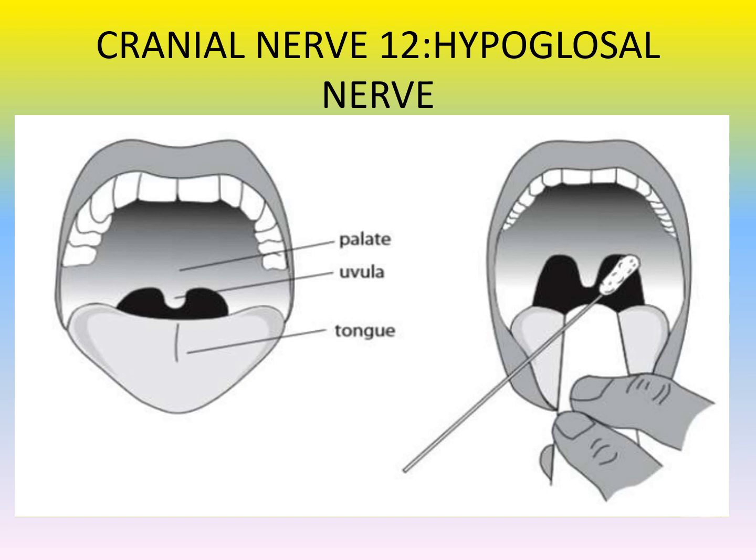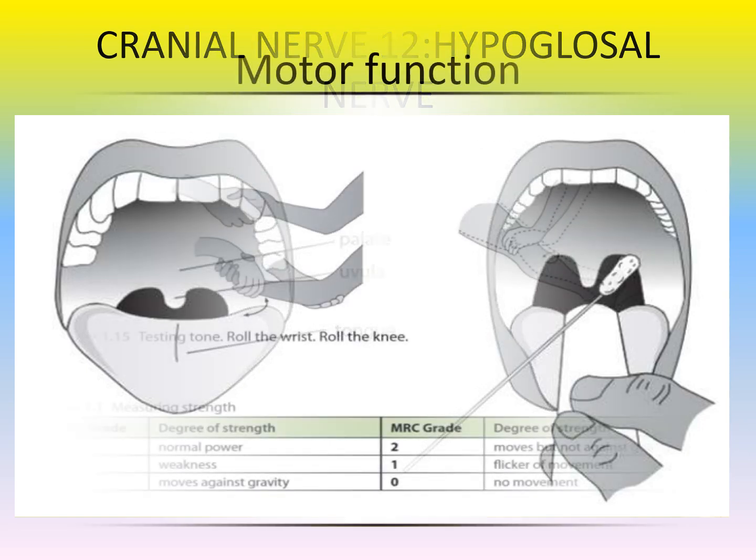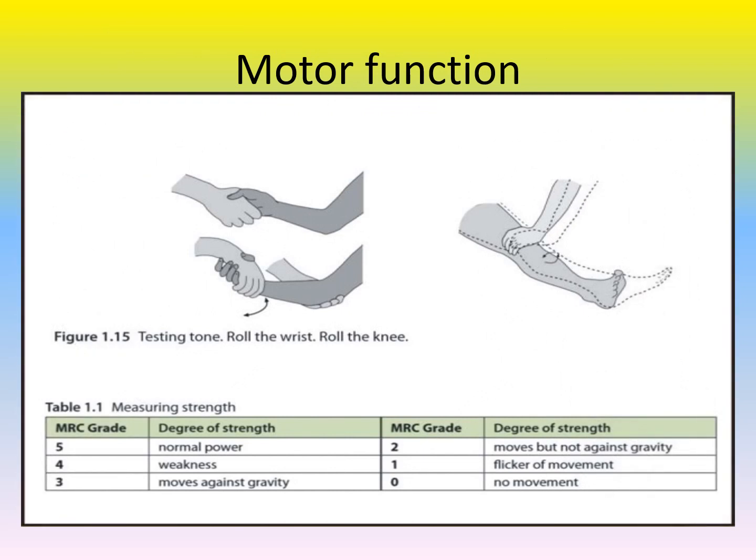And hypoglossal, movement of the tongue, strength of the tongue. And the motor function testing tone, that is degree of strength, whether it's normal, weak, or moves against gravity. The highest score is 5, and if there is no movement, 0 score.